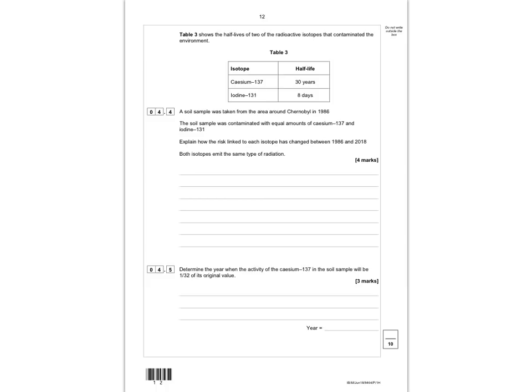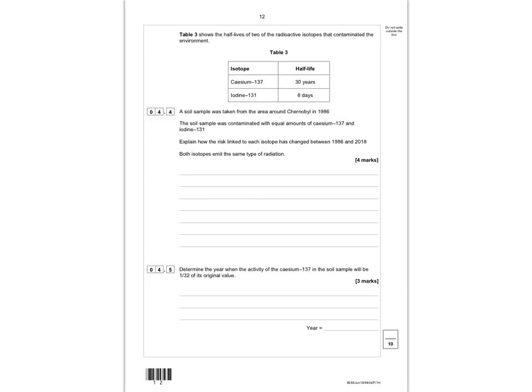Explain how the risk linked to each isotope has changed since 1986 and 2018. Both isotopes emit the same type of radiation. It's worth 4 marks, so I imagine you're going to get 2 marks for talking about cesium and 2 marks for talking about iodine. So what we need to talk about now is what will happen to the risk associated with each of them. The risk will decrease the longer period of time that each of these are left, because basically they go through the half-life, so they emit less radiation.